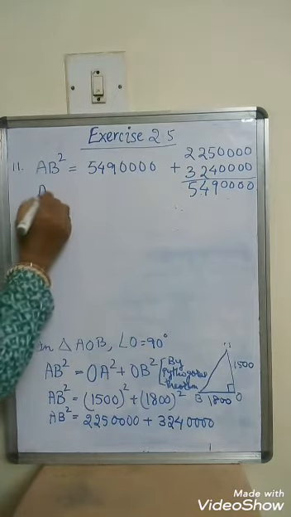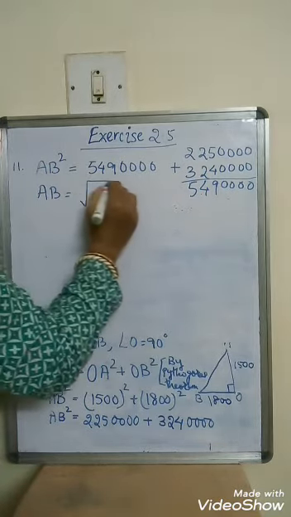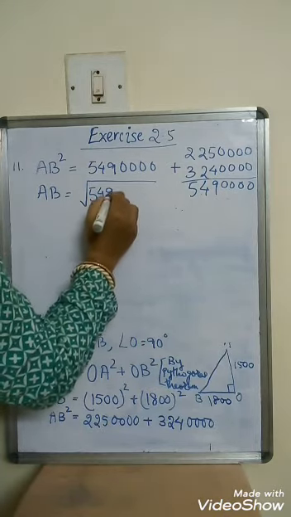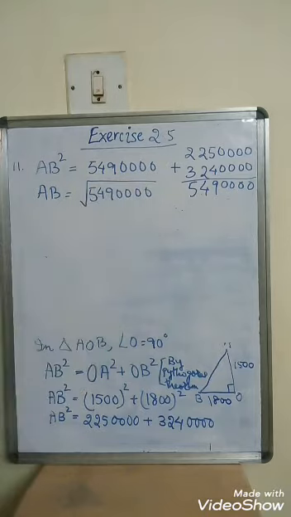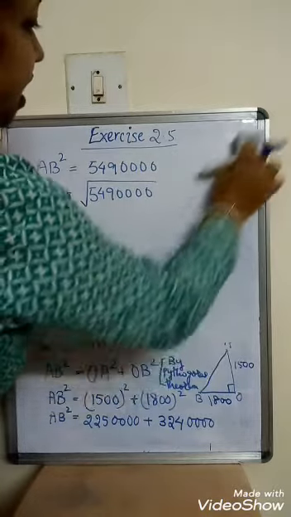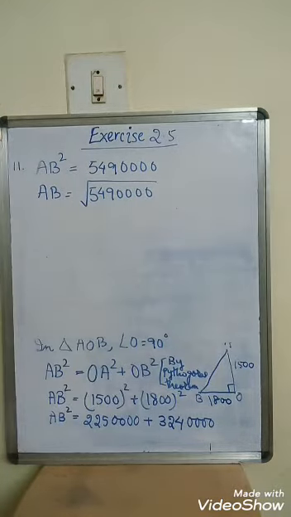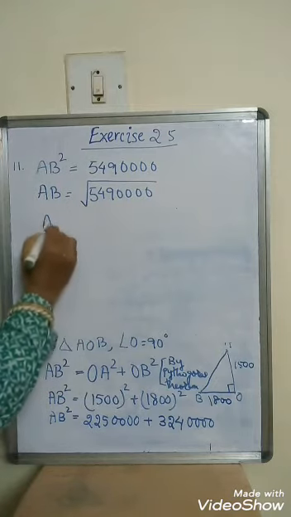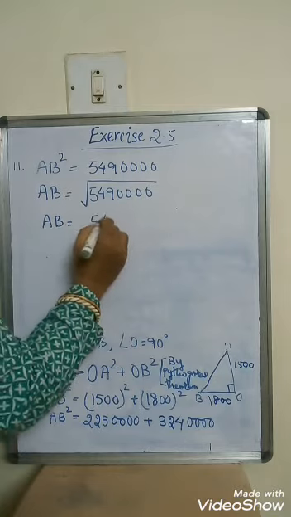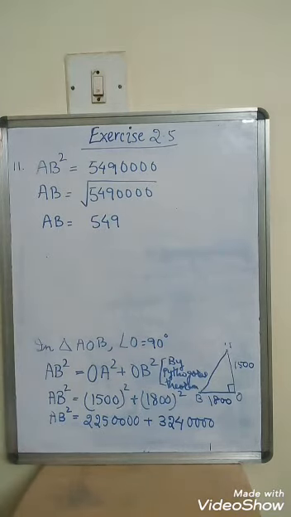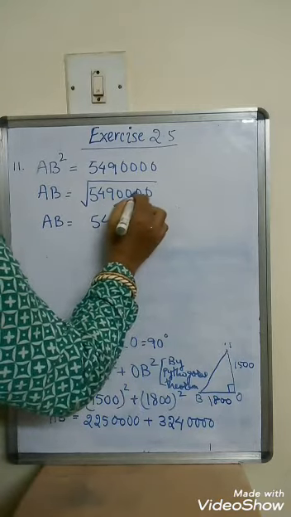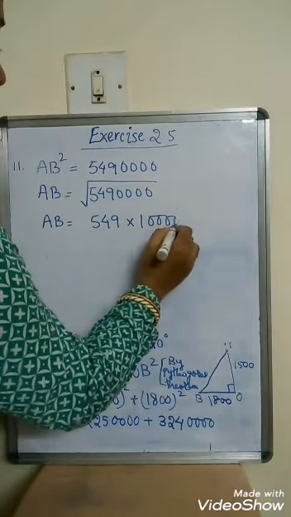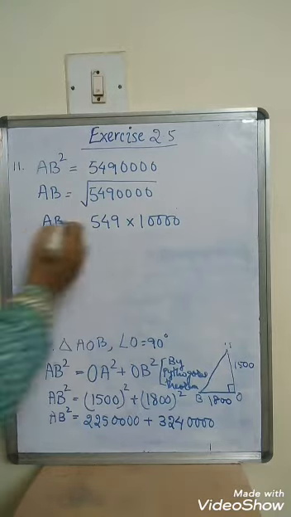So now next, AB will be how much? Square root of 549 0 0 0 0, right? So now we have to find out the square root of 549. Now how are you going to do that? You have to do the factorization. So when you do the factorization, it can be easily understood. See, 549, into how many zeros? 1 2 3 4. So this is the square root, right?